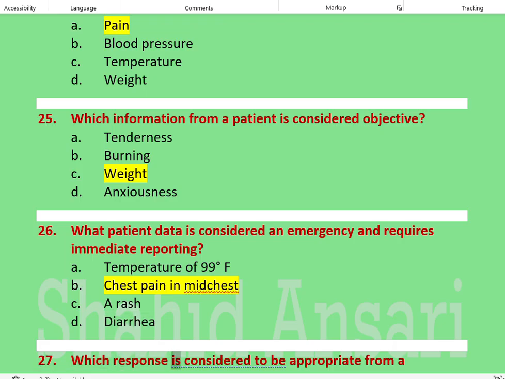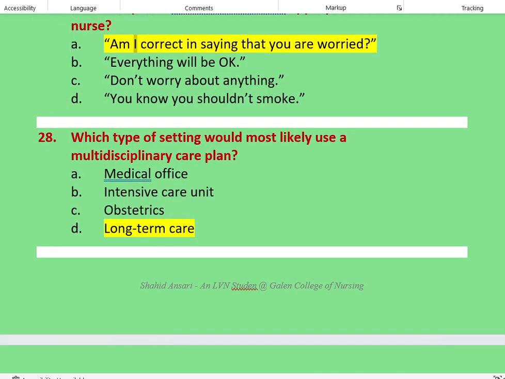27. Which response is considered to be appropriate from a nurse? A. Am I correct in saying that you are worried? B. Everything will be okay. C. Don't worry about anything. D. You know you shouldn't smoke.